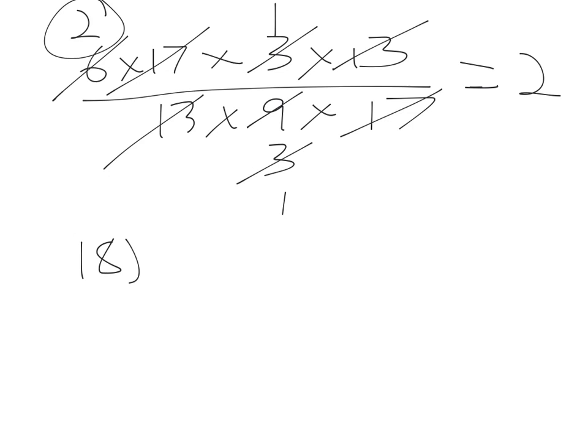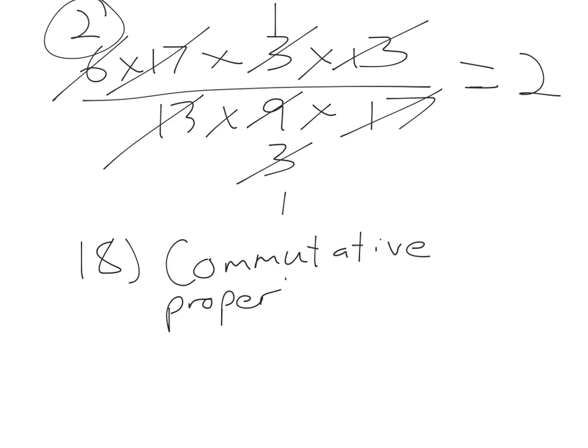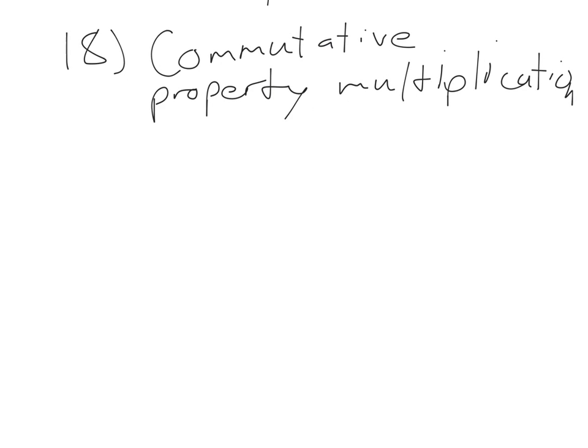Number 18 says this. Write a mathematical rule that makes this problem easier to solve. It's the commutative property of multiplication. Ignore my terrible writing. Which basically says you can multiply or divide in any order. If you have a group of numbers and they are all being multiplied and or divided, I should say, then the order doesn't matter. So you take the common factors, cancel them out first.